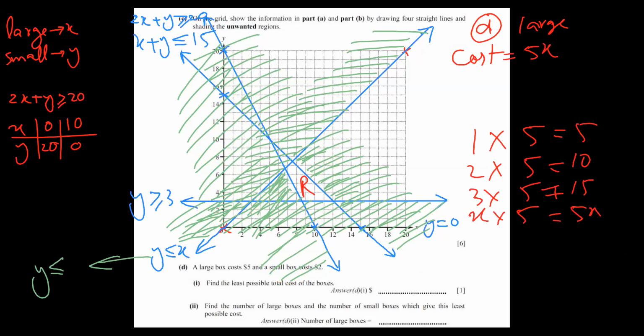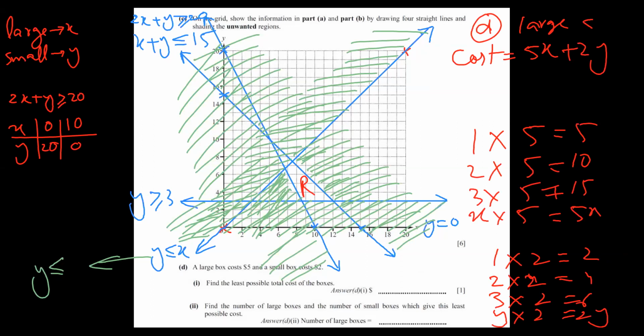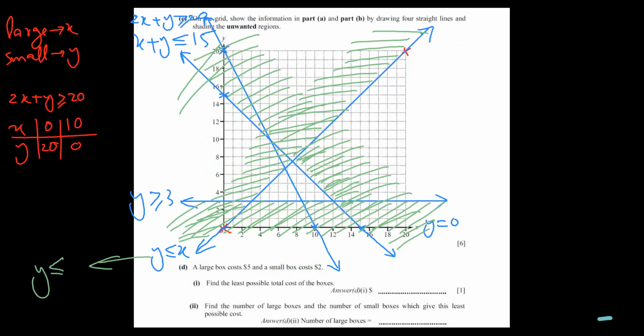One box, $2. Two boxes, 2 times 2 is 4. And three boxes, 3 times 2, we got 6. And y boxes, we got 2 times y, which is 2y. So I'm writing on the top: this is the money you have to spend on the small boxes. I'm sure you're getting the idea up till now. These are the money spent on large boxes and small boxes to purchase them. I hope this concept is very clear.